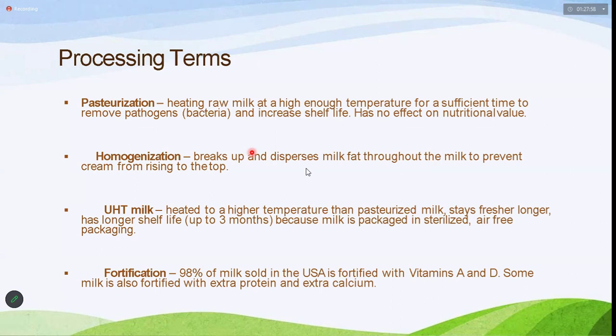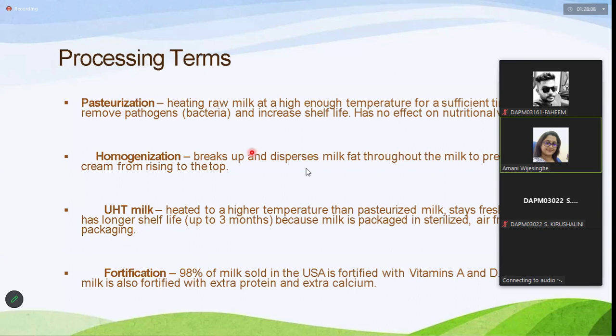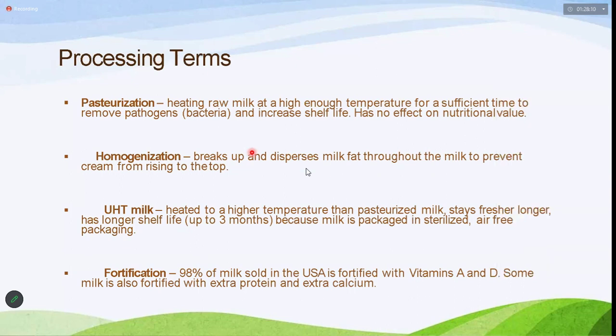Homogenization: break up and disperse the milk fat throughout the milk. Okay, so we call it homogenization. UHT milk means ultra heat treated milk. Okay, so the temperature is high temperature.